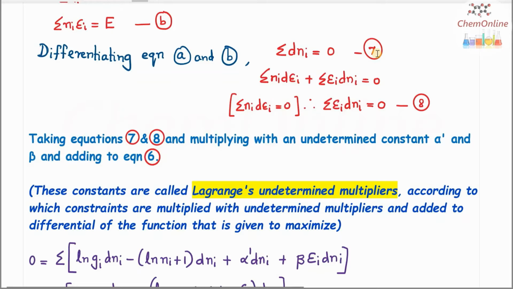Now taking equations 7 and 8, we have to multiply them with undetermined constants. There are two constants, alpha dash and beta. Multiply equation 7 with alpha dash and equation 8 with beta, which are two constants, and then add to equation 6.